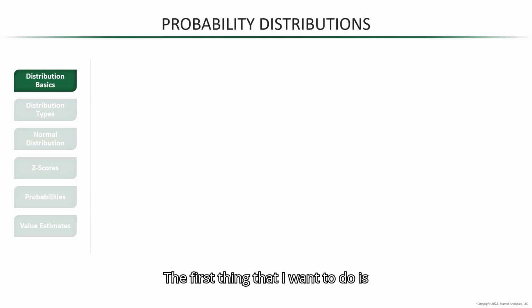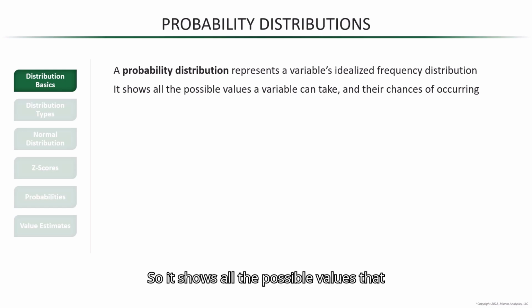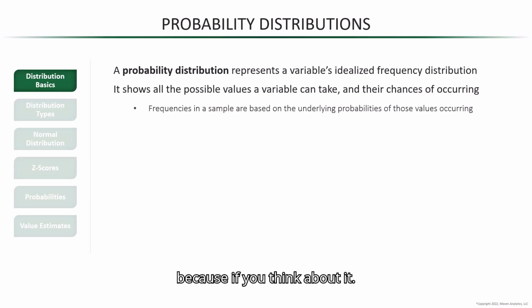The first thing that I want to do is introduce the concept of a probability distribution. And the best way to think of it is that a probability distribution represents a variable's idealized frequency distribution. So it shows all the possible values that the variable can take and the chances, or the probability, of each of those values occurring. And they are related to frequency distributions because, if you think about it, frequencies in a sample are based on the underlying probabilities of those values occurring.